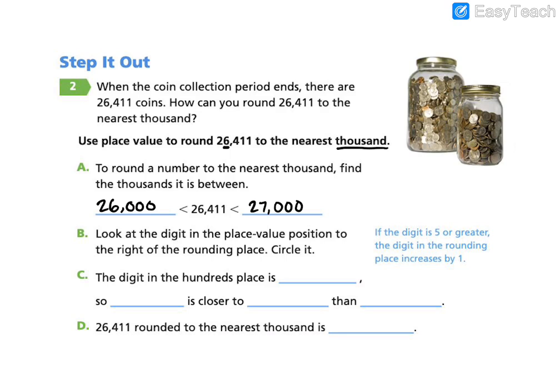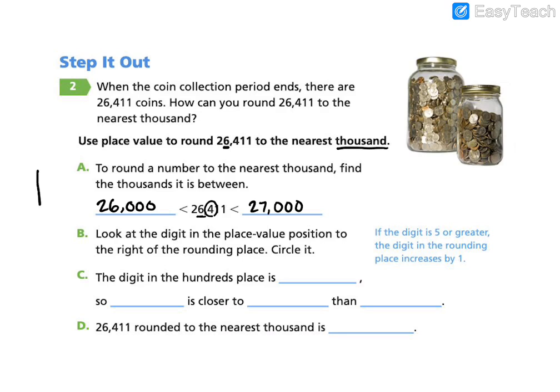Look at the digit in the place value position to the right of the rounding place and circle it. Okay, so remember we're rounding to the thousands place, which has the digit of 6. So we'll look to that 400s to determine where it's going to be in relation to the halfway point. So it gives us this tip over here. If the digit is 5 or greater, the digit in the rounding place increases by 1.